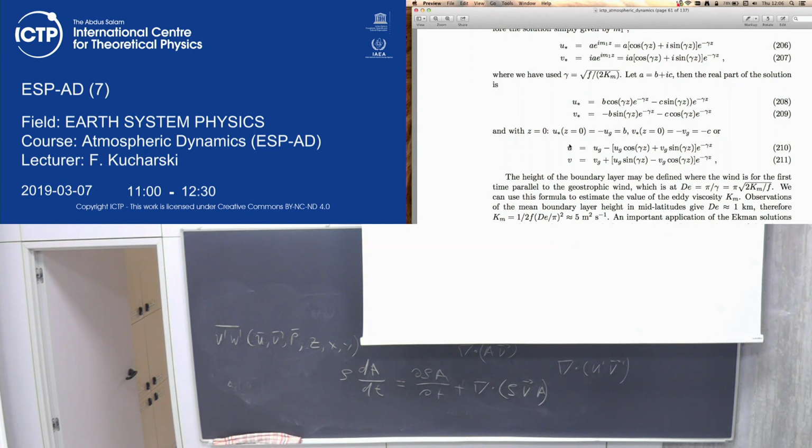And actually it will be an exercise for you to show that inserting this back in the original differential equation, this is a solution of the differential equations. It's always easier to do this, to guess a solution and to insert it back in the original equation to show that it's a solution. Okay, so how does this solution look like?